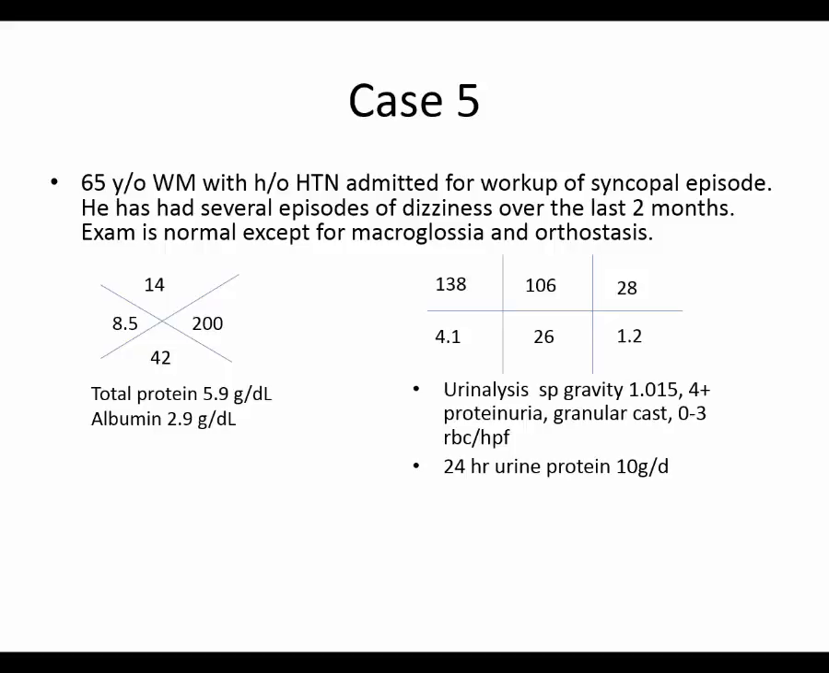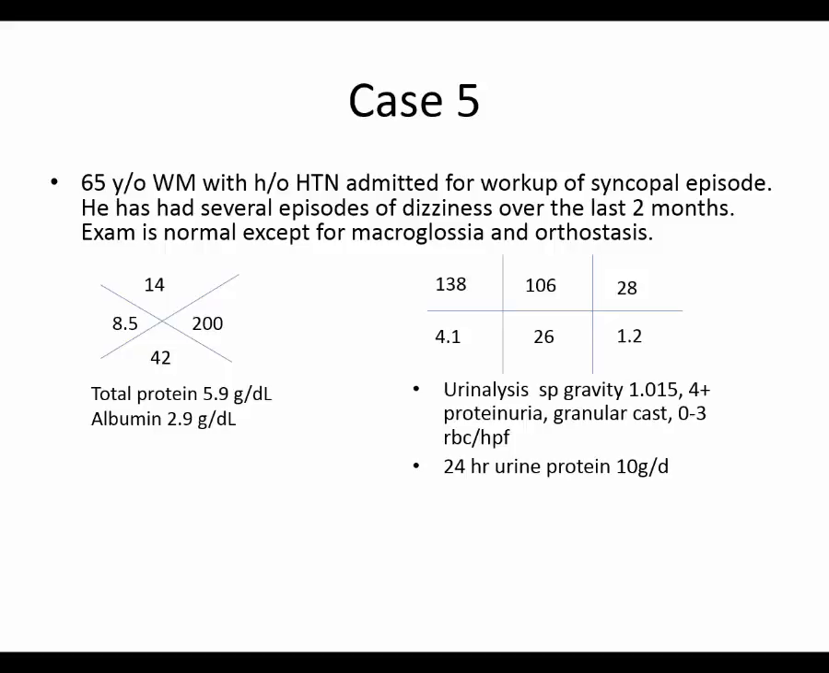Okay. So, a 65-year-old white male with a history of hypertension admitted for workup of a syncopal episode. He had several episodes of dizziness over the last 2 months. Exam is normal except for macroglossia, a big tongue, and orthostasis. I'm giving you multi-system involvement here with whatever I'm talking about, right? He has orthostasis. He has a tongue that's really large.